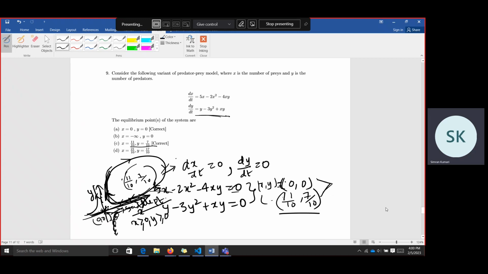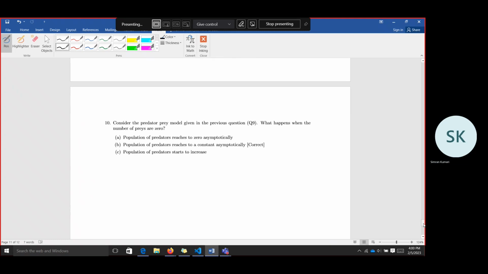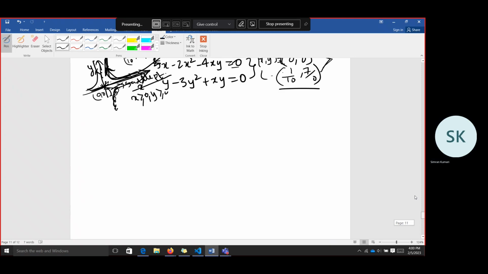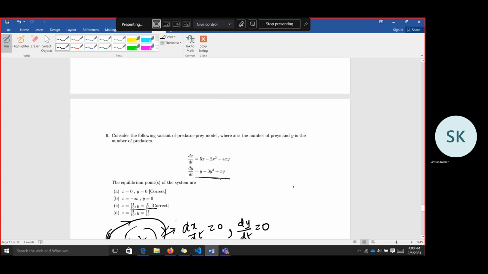Any doubt in this question? Okay, fine. We'll go and solve the next question. Now the predator-prey model has the same dynamics, and it is asking what will happen if the number of prey is 0. So simply, this is the number of prey, this is 0. Obviously this will remain at 0.